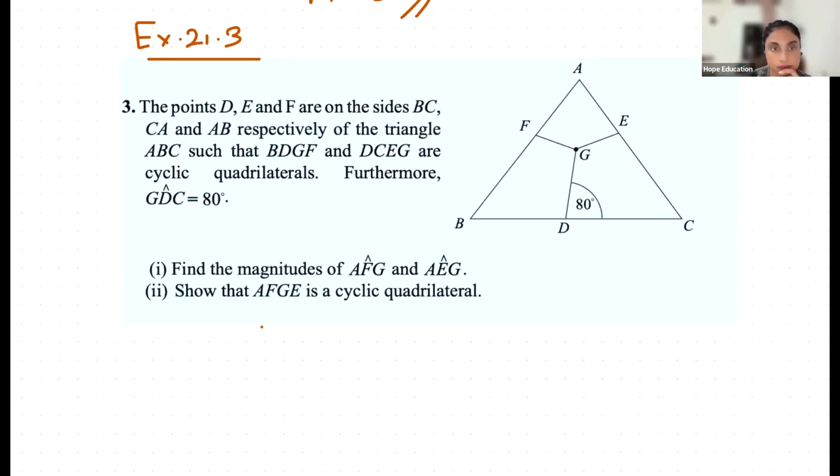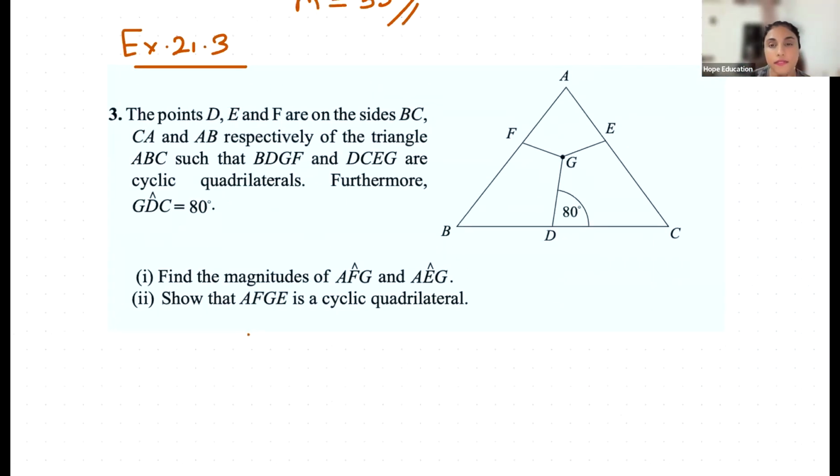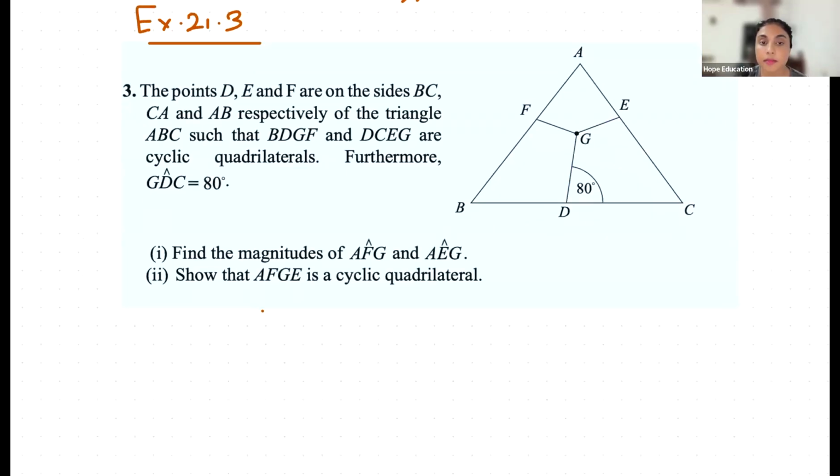Now, the points D, E, and F are on the sides BC, CA, and AB respectively of the triangle ABC such that BDGF කියන්නේ මෙයා cyclic quadrilateral එකක්. DCEG is also a cyclic quadrilateral. Furthermore, GD is 80 degrees එක mark කරලා තියෙනවා. Find the magnitude of AFG.